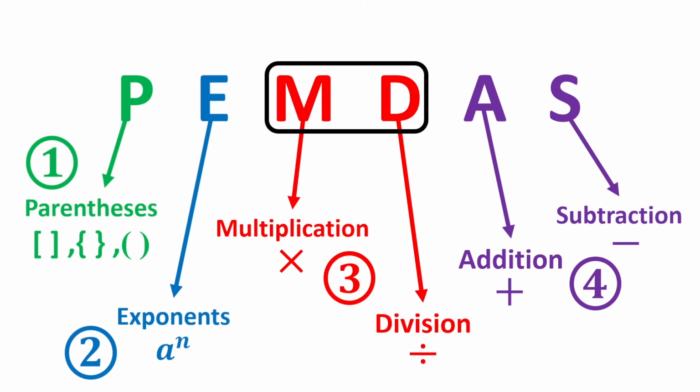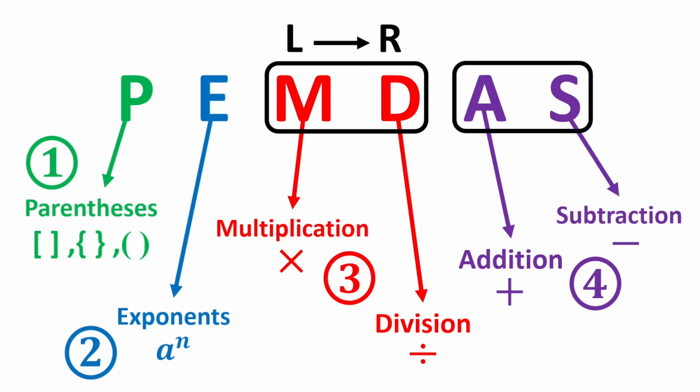Remember that multiplication and division have equal priority. Therefore, in any expression that contains both multiplication and division, we move from left to right and perform whichever operation appears first. The same rule also applies to addition and subtraction. So, we solve them from left to right.